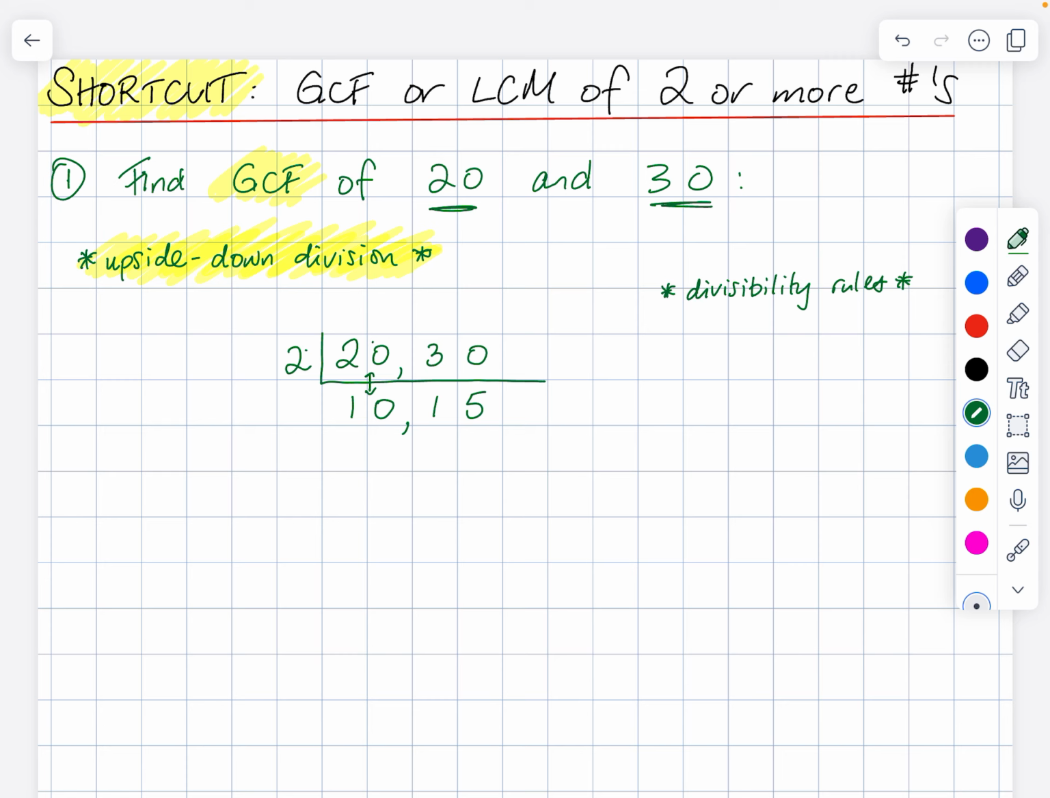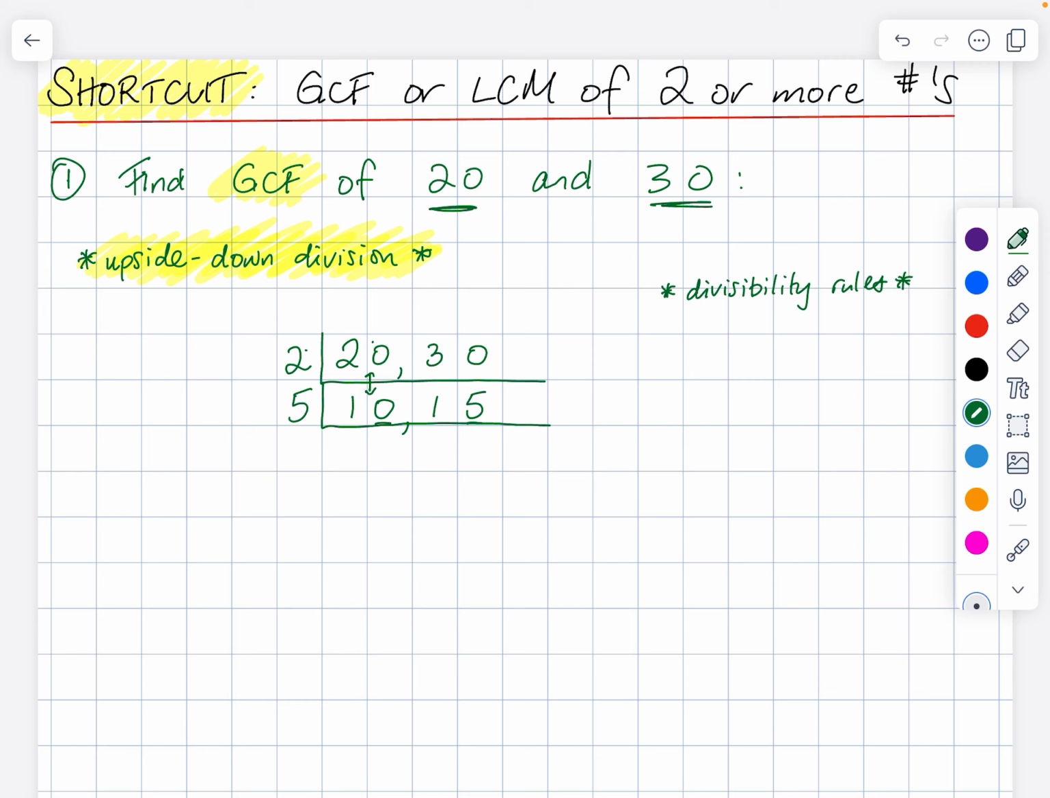Then I think to myself, okay, 10 and 15, first of all, they're both composite numbers because they have more than 1 and themselves as factors. Also, are they divisible by the same number? I know that they're divisible by the same number because they both end in either a 0 or a 5. So I know that they're both going to be divisible by 5. So notice again, I'm drawing another line here, and I'm going to write 5 on the outside here because I know they are both divisible by 5.